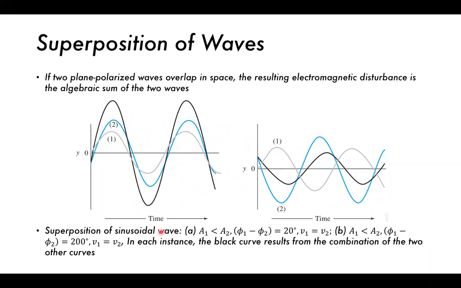So, the superposition of a sinusoidal wave. In A, the amplitude of 1 is less than the amplitude of 2, and they're offset by a certain phase angle, which is 20 degrees. And velocity 1 is equal to velocity 2. In the case of B, the amplitude of 2 is greater than the amplitude of 1, but the phase angle is 200 degrees, so you can see that the peaks are offset dramatically. At the same time, the velocities are equal to each other. And in each instance, the black curve results from the combination of the two other waves. So that's what I talked about.